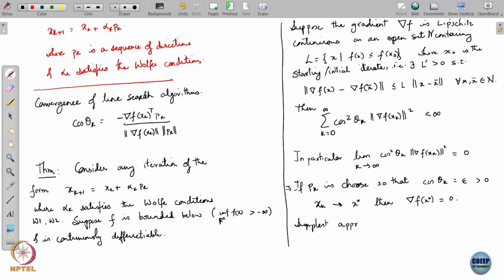Right. So, the simplest approach to doing that is to take pk to be the negative gradient itself. Then you are collinear with the negative gradient, and in that case the epsilon will always be 1, and then the gradient will go to 0. This kind of algorithm is what is called the steepest descent algorithm.